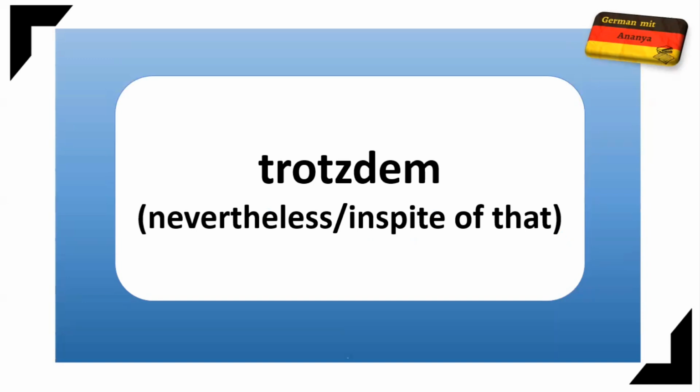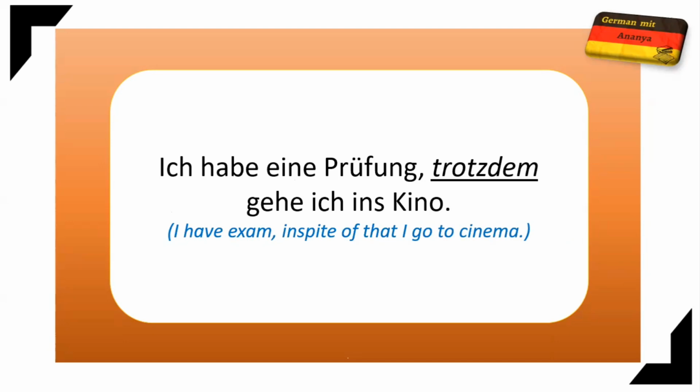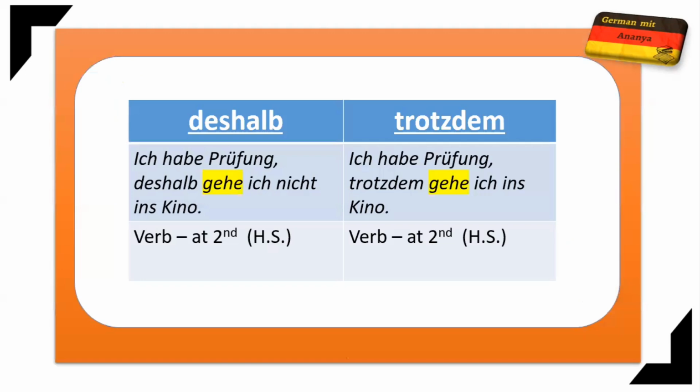Trotzdem, which means nevertheless or in spite of that. Ich habe eine Prüfung, trotzdem gehe ich ins Kino. I have exam, in spite of that, I go to cinema. You can see here it is contradictory. Right, I have exam, still I am going to the cinema. Again, this is a Hauptsatz. You can see the comparison of deshalb and trotzdem. Both of them are Hauptsatz, but you can see the contradiction. In deshalb, you are giving a specific reason, but trotzdem will always be contradictory.